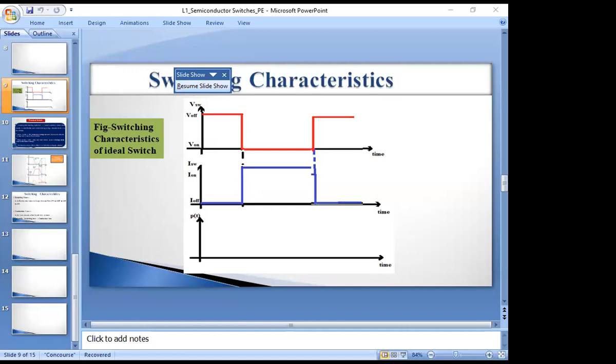Clear? So 0 to 5 seconds, initial condition 0 to 5 seconds, the switch is turn on. If the switch is turned on, then what about the voltage across the switch and what about the current through the switch? 0 to 5 seconds में अपन को ये चीज दोनों कैरेक्टरिस्टिक्स ड्रा करना है.